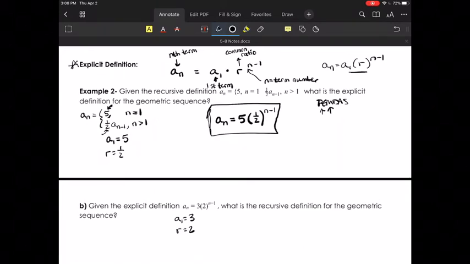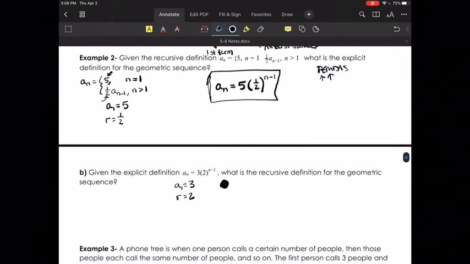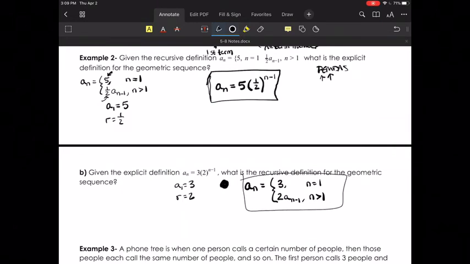Now I'm just going to plug that into the definition of a recursive definition. So I have an, oops. There we go. The pen just stopped working for a second. An equals, set up my piecewise bracket. I have my first term, which is 3. My first term is 3 when n equals 1. And then I do my common ratio times n minus 1 when n is greater than 1. And there's my recursive definition. That's all you got to do on that one. Done.